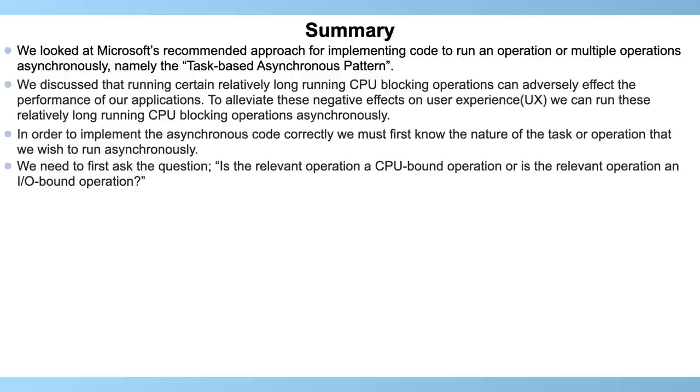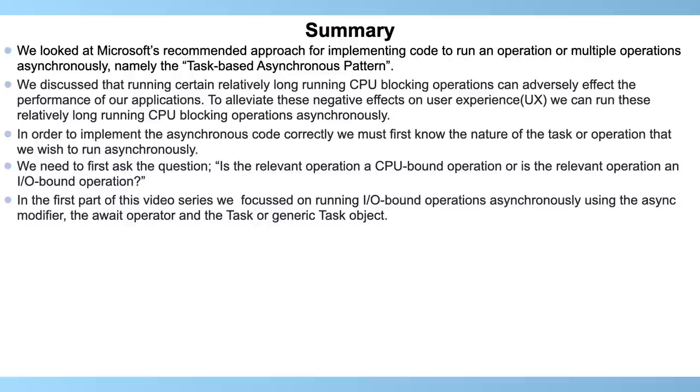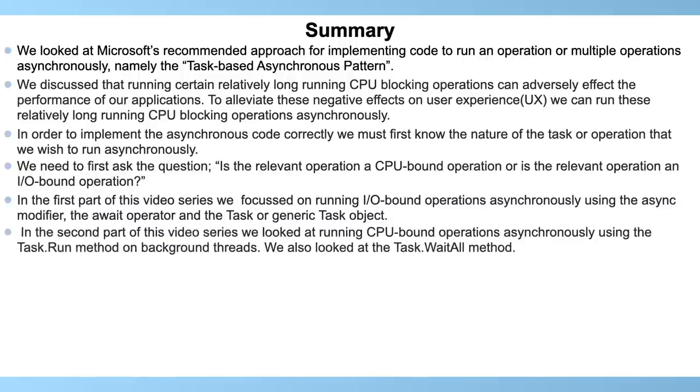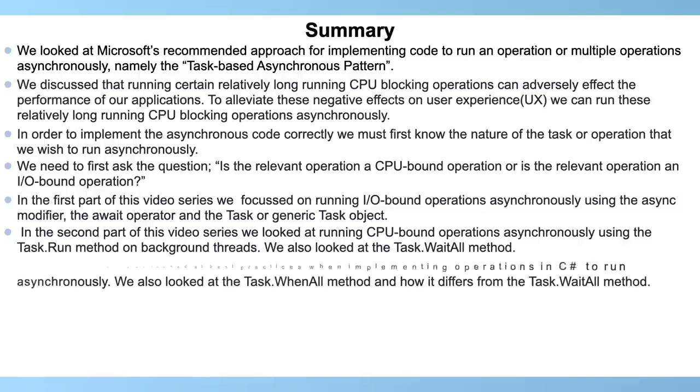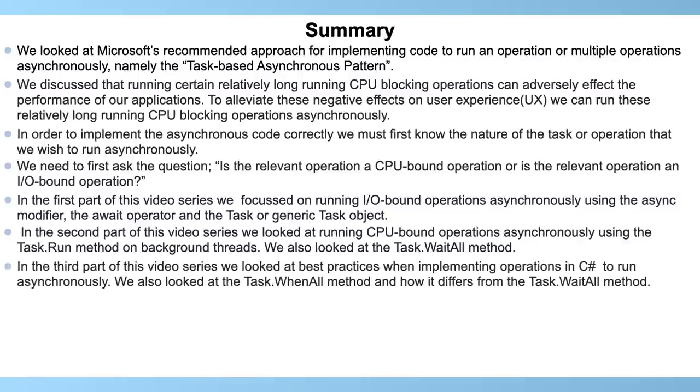In the first part of this video series, we focused on running I/O-bound operations asynchronously using the async modifier, the await operator, and the Task or generic Task object. In the second part of this video series, we looked at running CPU-bound operations asynchronously using the Task.Run method to run operations on background threads. We also looked at the Task.WaitAll method. In the third part of this video series, we looked at best practices when implementing operations in C# to run asynchronously. We also looked at the Task.WhenAll method and how it differs from the Task.WaitAll method.